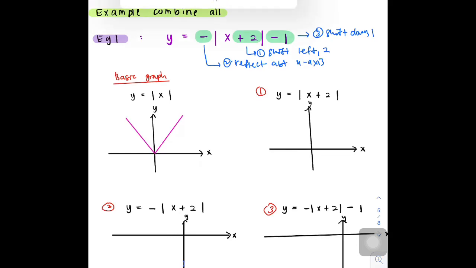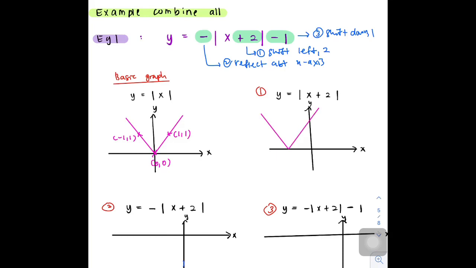Don't forget to fill in the points. So the points needed are (0, 0), and then here is (1, 1), here is (-1, 1). So now let's do the first transformation, which is shift left by 2. So just bring this pink graph here towards your left, by 2 units.